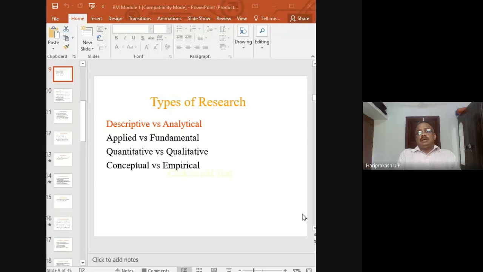As I said, every organization requires research inputs and information. They may not have a separate research department, so they will go to research agencies. There are companies which do only research for other companies. These are called research agencies. There are multinational and many other large agencies. Or tomorrow, if you become an expert in research, you can start your own research agency. So the opportunities are very, very large.